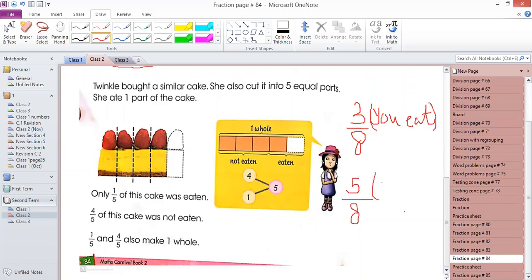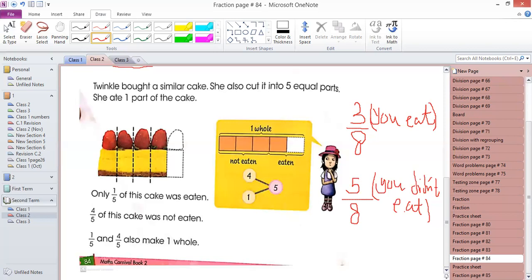So 5/8 is the pizza you did not eat. Your father brought a pizza for you and cut it into 8 equal pieces. You ate 3 pieces out of 8, and 5 of the pieces you did not eat. So if I ask you how much pizza you ate, you will say, sir, I ate 3/8 of the pizza. And how much pizza did you not eat? 5/8 of the pizza we did not eat.